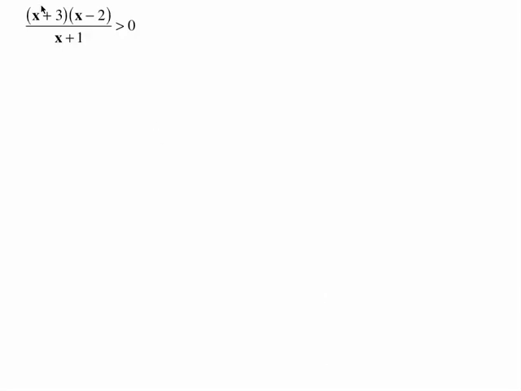Here's question 18. We have (x + 3)(x - 2) divided by (x + 1) is greater than 0. Alright, so here's our rational expression, and what we're going to do is look at each factor when each factor is equal to 0, because that's going to be an important turning point.